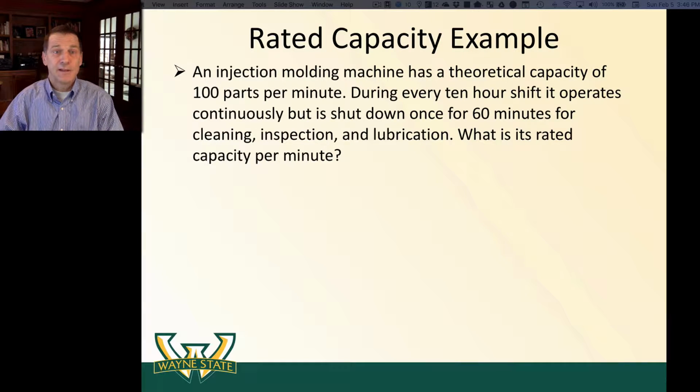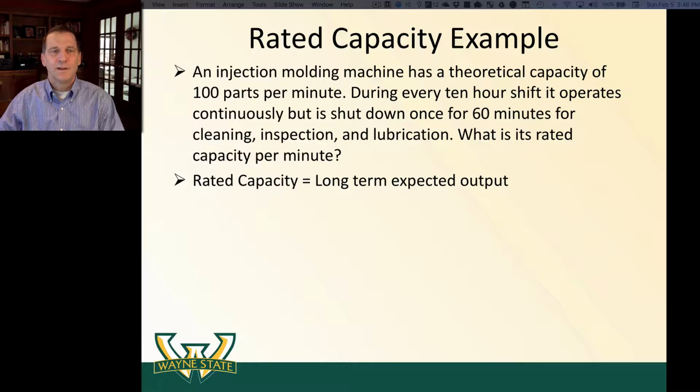So if the machine has a theoretical capacity of 100 parts per minute, and during every 10-hour shift it operates continuously, but is shut down once for 60 minutes for cleaning, inspection, and lubrication, what is its rated capacity per minute? How would we find that? Think about it for a second, right? What is our total time that we've got? Well, we've got a 10-hour shift, right? And we're going to have 60 minutes of that 10 hours down. So 60 minutes out of 600, right? Is 10%. Let's take a look at how we could calculate it.